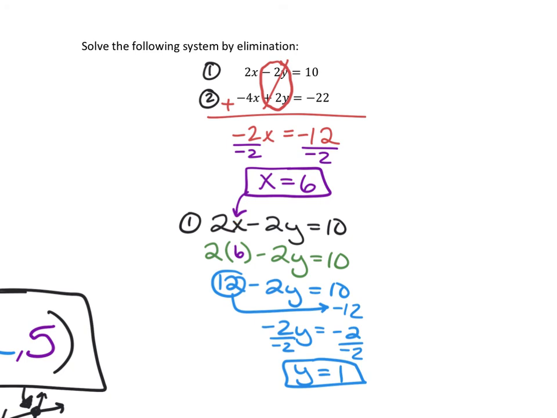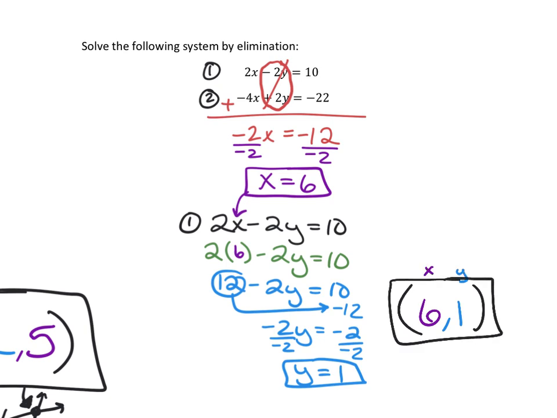We plug in the x, so we have 2 times 6 minus 2y equal to 10. And then all I have to do is continue to finish solving for y like normal. Move the 12 to the other side, crosses the line, changes the sign. Then we would divide by the coefficient of y to find out that the y variable is equal to 1. This means that I have the coordinate of 6, 1 as my solution to this system. Because again, we always write our solutions as x, y.